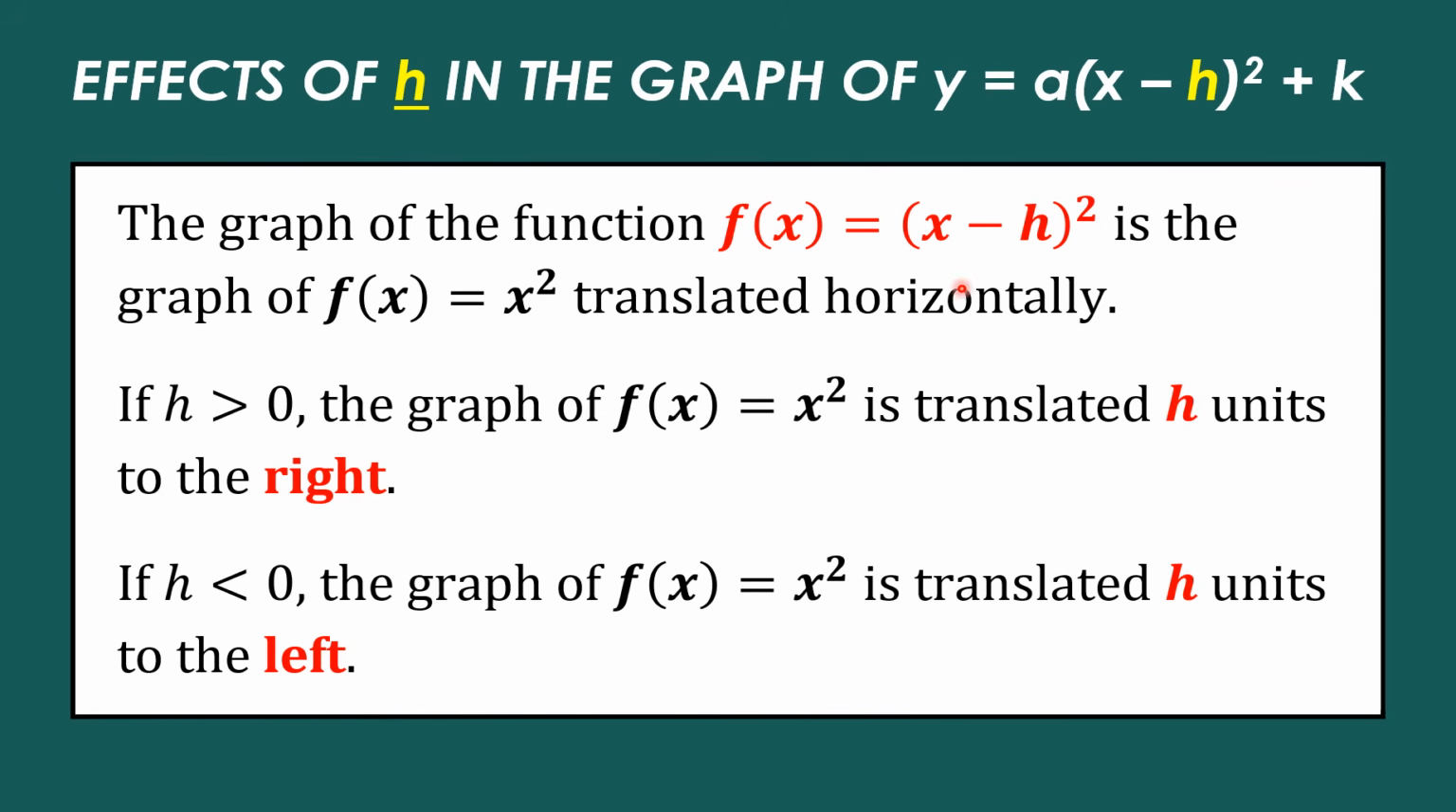Ibig sabihin, kung ito ay x minus 5, the value of h is 5. So we move 5 units to the right. But if this is x plus 5, the value of h is negative. That means we have to move 5 units to the left.